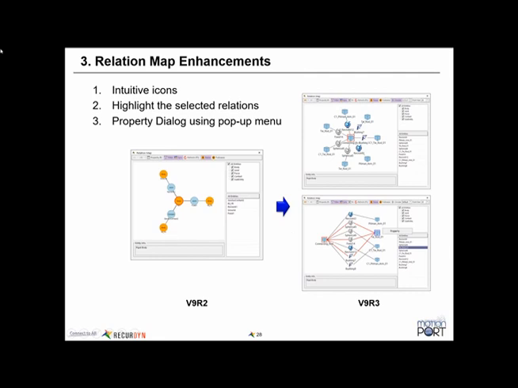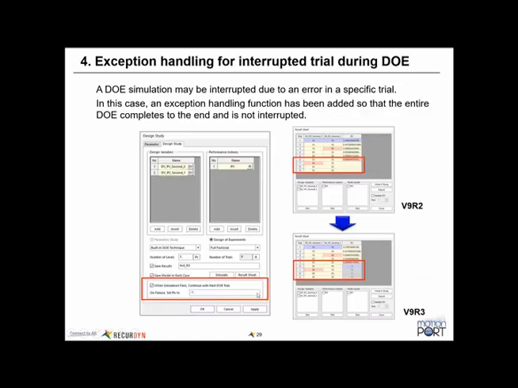The other thing you can do is, when any of these entities occur in the relation map, you can select that entity, right mouse click, and pop up the property dialog box for that entity without having to go back to the database window. Anytime we can get rid of extra steps, that's a good thing.